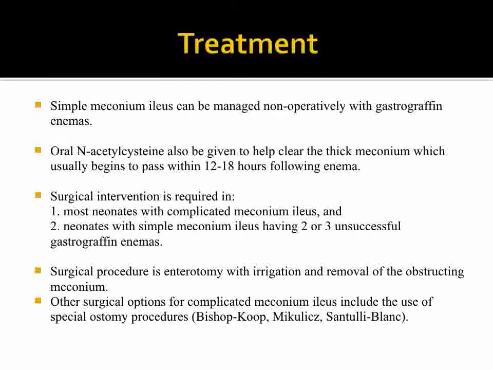The surgical treatment is to do a laparotomy. We explore the abdomen and get the intestine out, and we detect the level and the cause of obstruction. Then we will do an enterotomy. We will make an opening in the wall of the intestine. After that, we will do irrigation with normal saline or warm saline to get this meconium out.